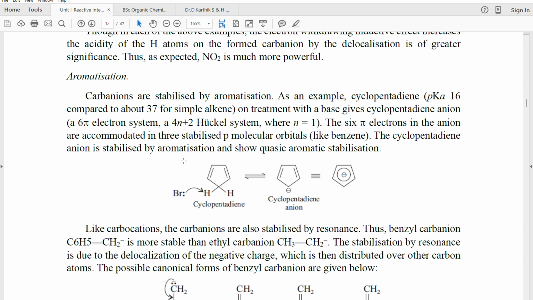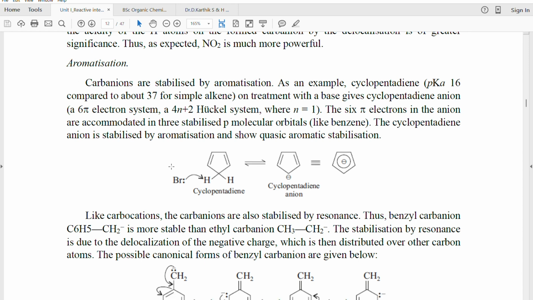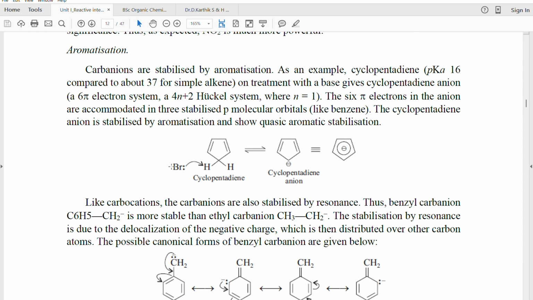And then this is also a common aromatization. There also we have seen carbocation stability by aromatization, and in carbanions also the aromatization will make the carbanion stable, right? So in the last example yesterday we saw the tropylium ion, which has a 7-membered ring with one carbocation in it, right?